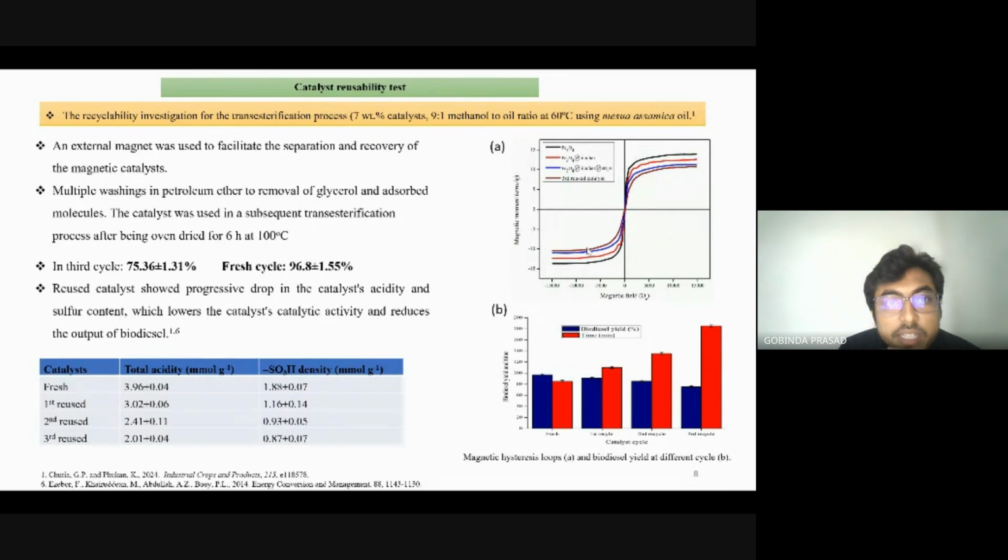After that, the catalyst was used in a subsequent esterification process after being oven dried for 6 hours at 100 degrees centigrade. It was found that in the third cycle, the obtained biodiesel yield was 75.3%, whereas in the first cycle it was 96.8%. The reused catalyst showed a progressive drop in the catalyst acidity and sulfur content, which lowers the catalytic activity and reduces the output of biodiesel, as shown in the table. The total acidity and sulfonic acid density decreased as the catalyst cycle increased.